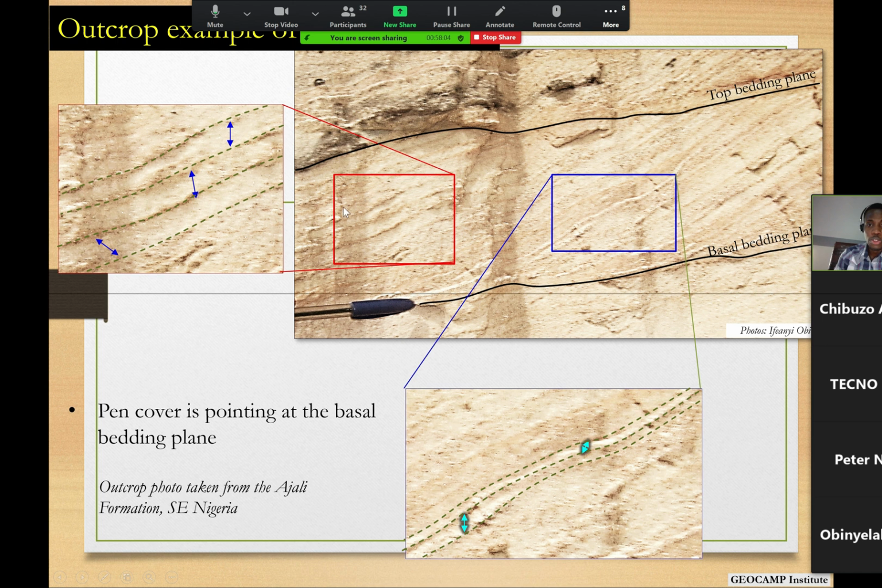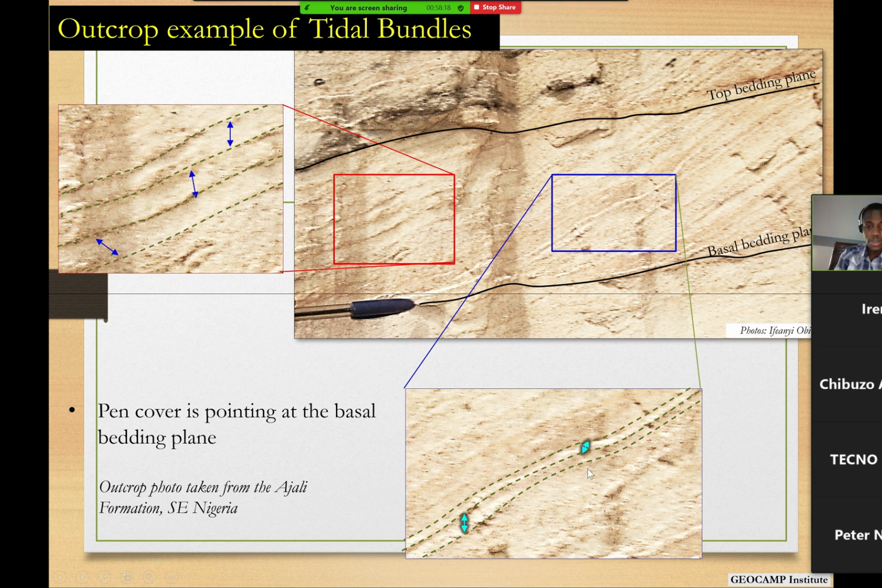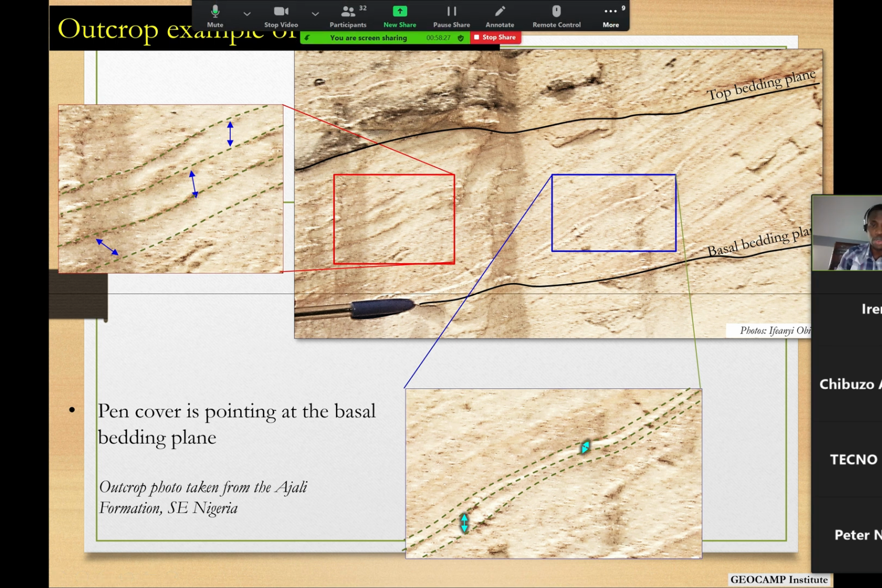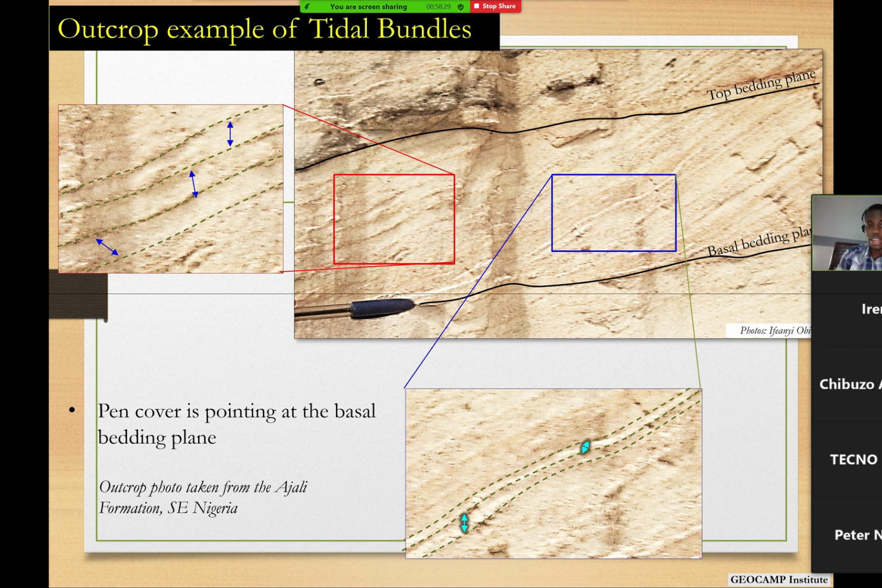So you see that this is a zoomed in portion of this same section in red. You see that these bed sets, foresets are thicker than these other foresets, and these are all indications of the amount of tidal force we had during that period. So these are the spring tidal bundles, while these thinner ones are the Neap tidal bundles.